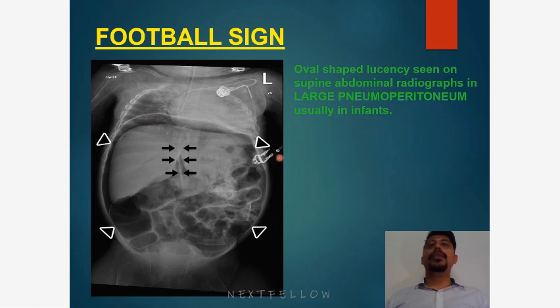Football sign. So oval-shaped lucency seen on the supine abdominal radiograph in large pneumoperitoneum, usually in infants. So this air which is covering the entire abdominal organs is a pneumoperitoneum and gives the appearance of a football sign.